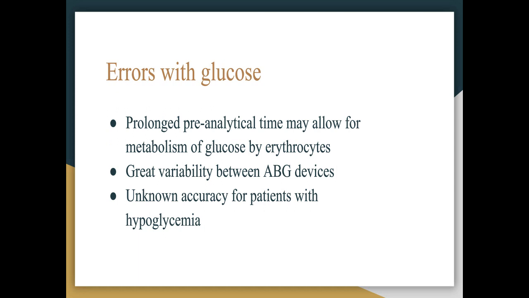There are a number of errors we can see with blood glucose on the arterial blood gas machine as well. A prolonged pre-analytical time may allow for metabolism of glucose by erythrocytes and therefore falsely decrease your blood glucose. There is great variability between arterial blood gas devices in their reliability for measurement of glucose. And indeed, arterial blood gases may have up to 42% variability compared to a central laboratory in some studies. However, human studies also found that arterial blood gases were likely more accurate than a bedside glucometer. Arterial blood gas machines also often have unknown accuracy for patients with severe hypoglycemia, and therefore these results should be double-checked.